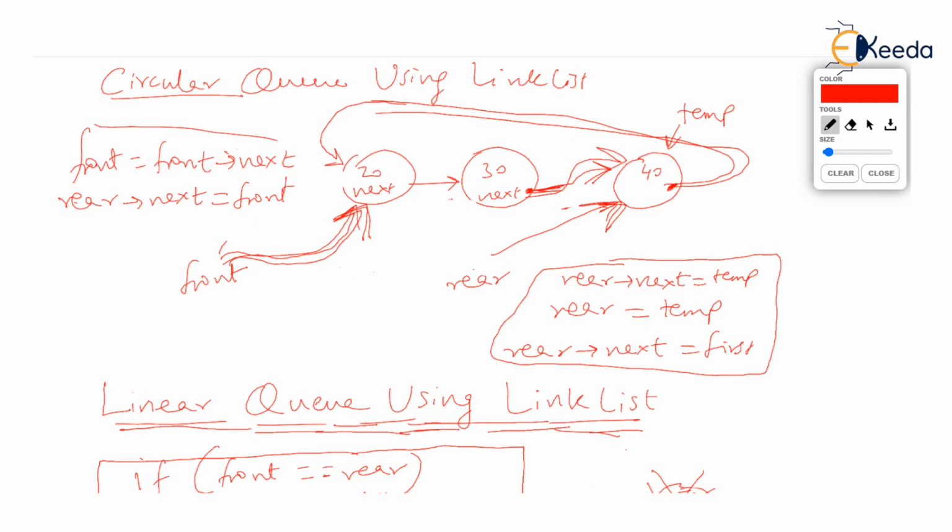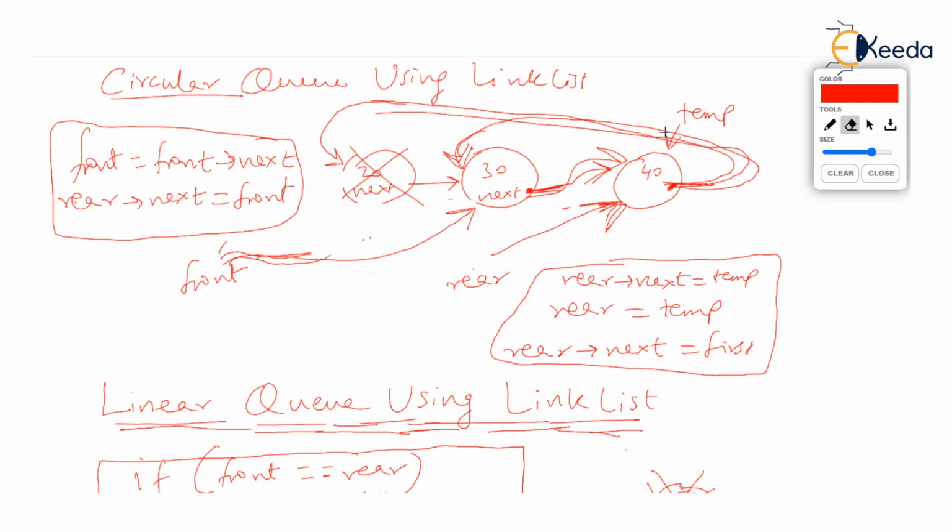Now 20 should get deleted. First, we say front should point where front arrow next is pointing. So front won't point to 20, but will now point to 30, correct? And then one more line: rear arrow next, that is 40's next, should point to the new front. That means it will point to 30 and will stop pointing to 20. Rear arrow next is now pointing to 30, and so the node 20 is as good as deleted.